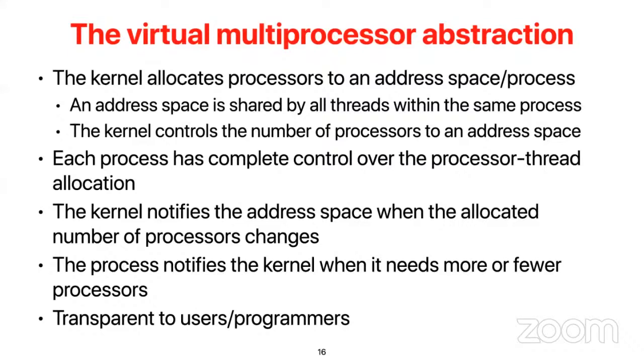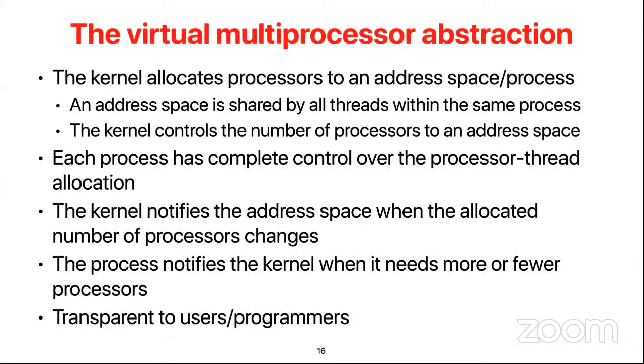By virtual processor, you can consider it as something like a scheduling identity. When you create a process in scheduler activation, each process will be given multiple scheduling identities, and those multiple scheduling identities can be mapped to multiple processors.